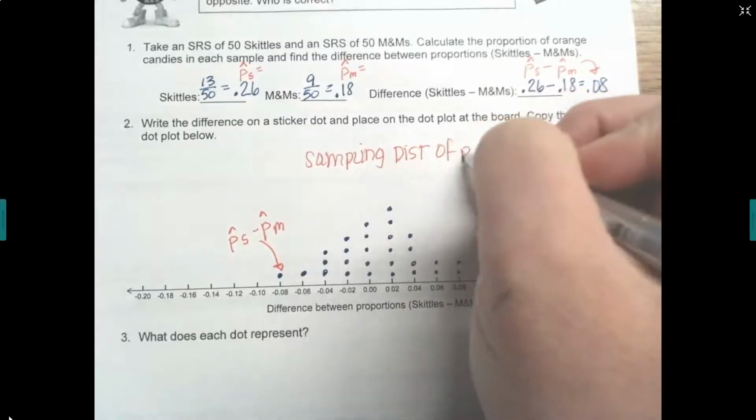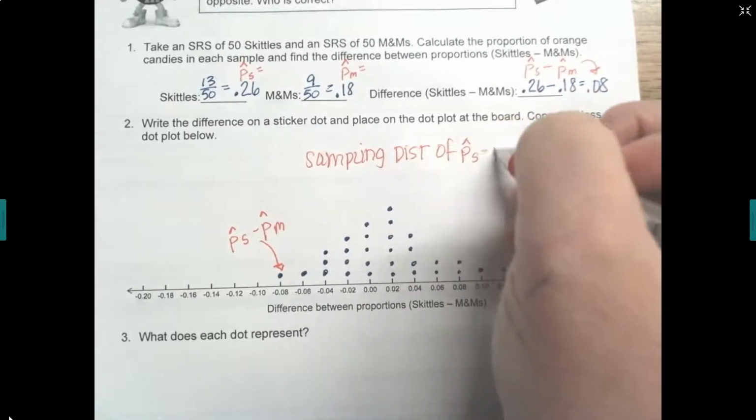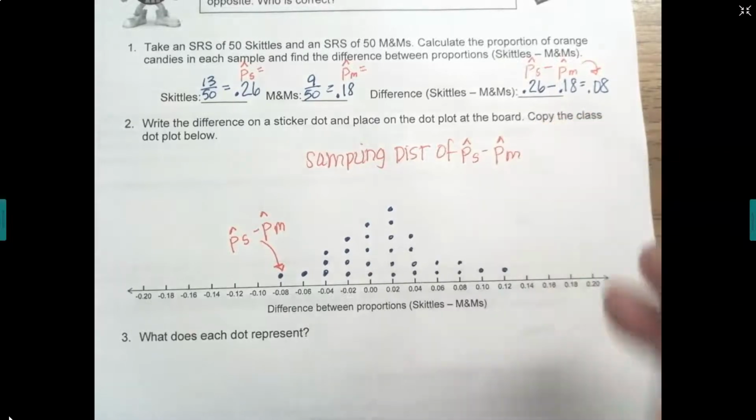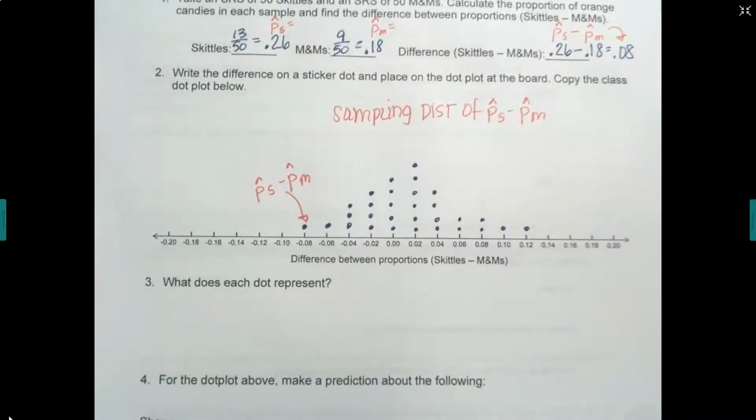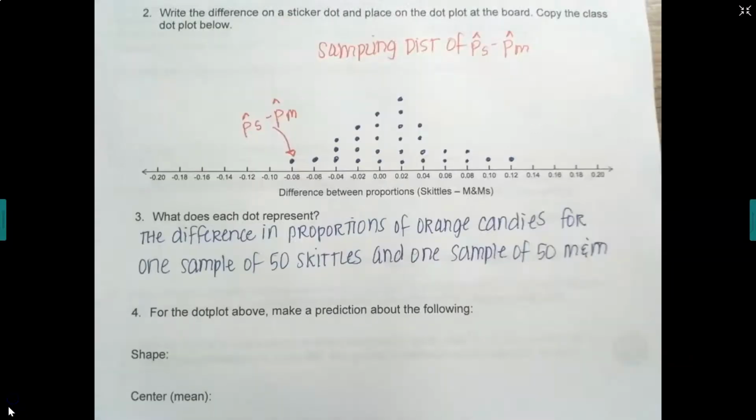And we got it by doing this math. So we're going to label it that. Pause the video if you need to get that. What does each dot represent? It represents the difference in proportion of orange candies for one sample of 50 Skittles and one sample of 50 M&Ms.